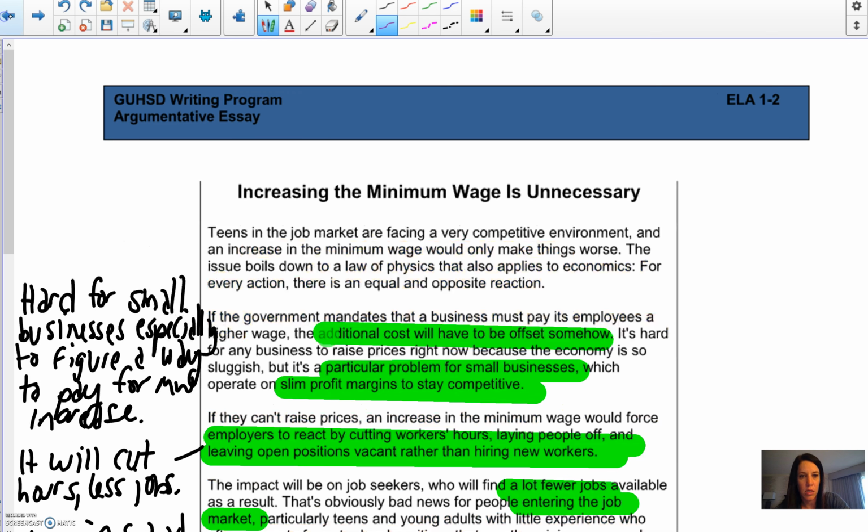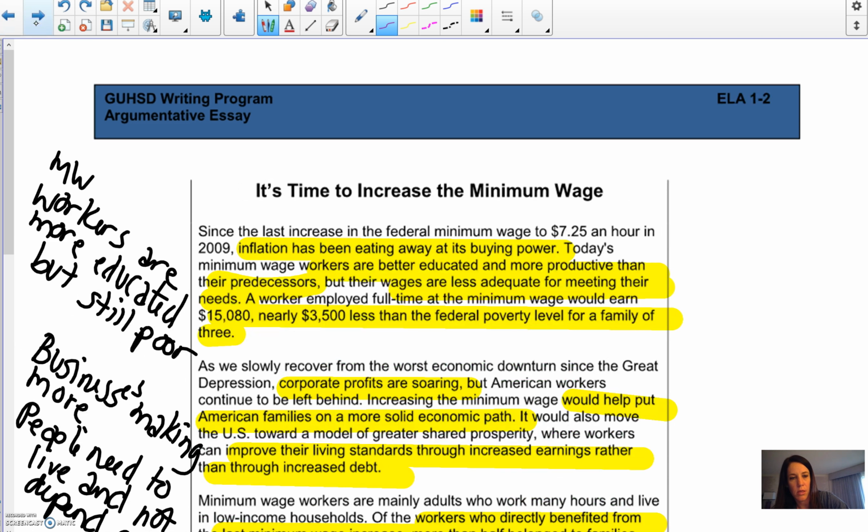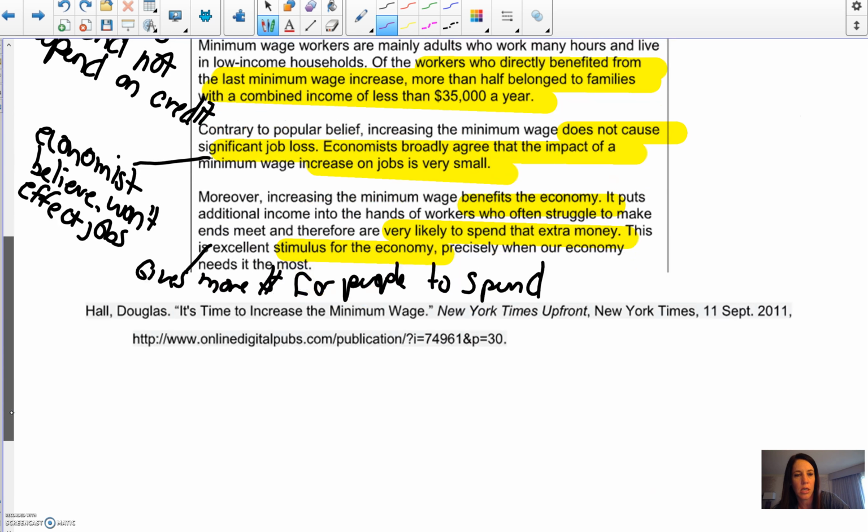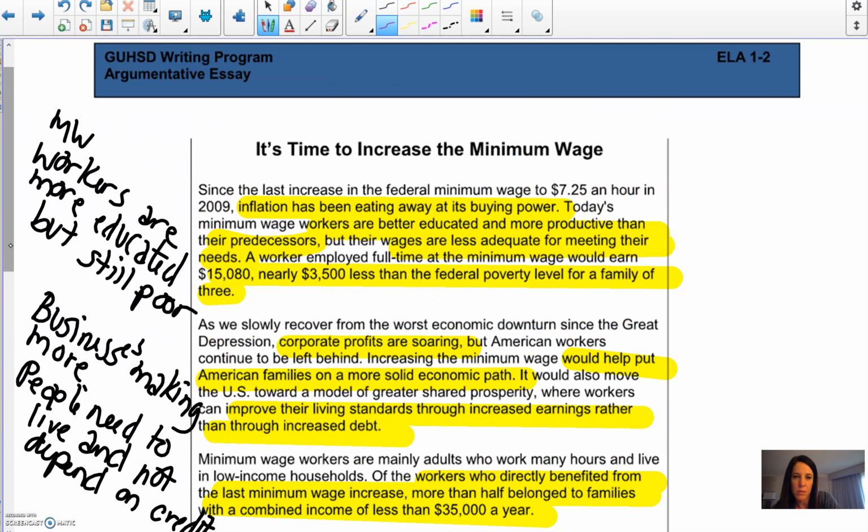In this article here, if we look at the bottom, it should have our author. So that's what we're going to refer to it as. So Hall here, and they make this point of nearly $3,500 less than the federal poverty level. That's in the first paragraph of this article. Actually, I think that was the second to last article, but it's the article by Hall, A Time to Increase the Minimum Wage.